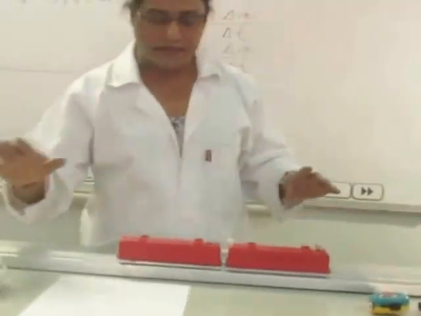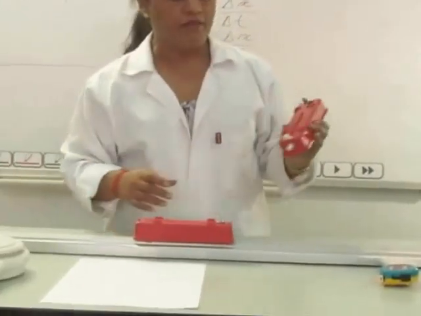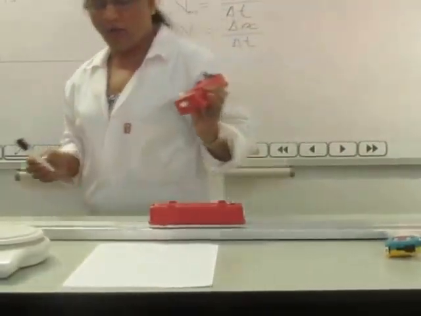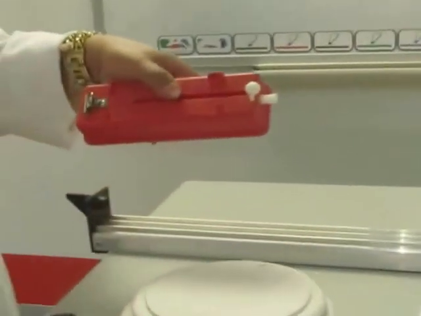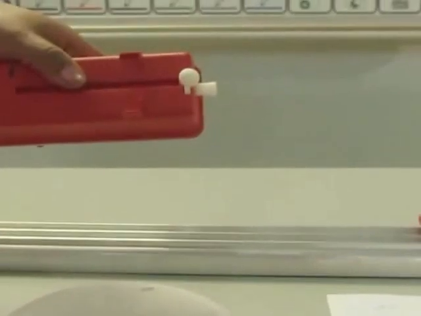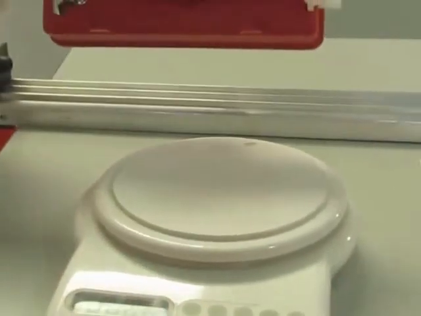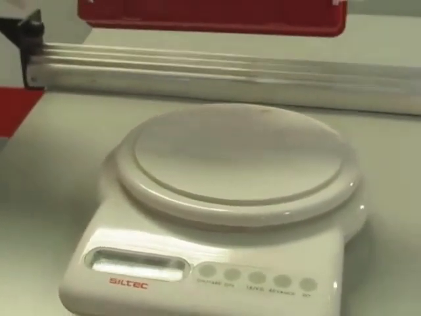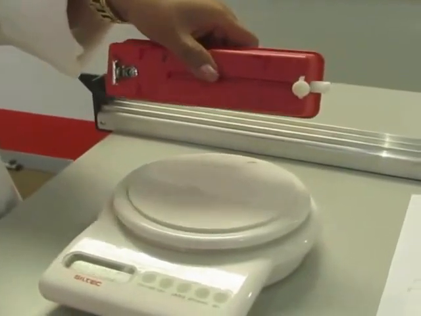Now we can simulate the explosion first, or we can take the masses first. I choose to take the masses first. Before I take the masses, we have marked the trolleys as trolley number 1 and trolley number 2, so that we don't get confused with the data for each of the trolleys. I'm going to switch the mass meter on, wait for it to stabilize and read 0, and then we put the mass on it.